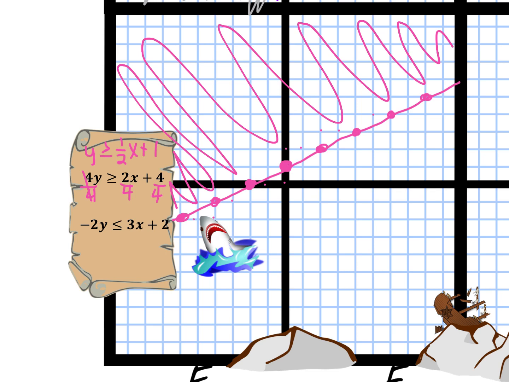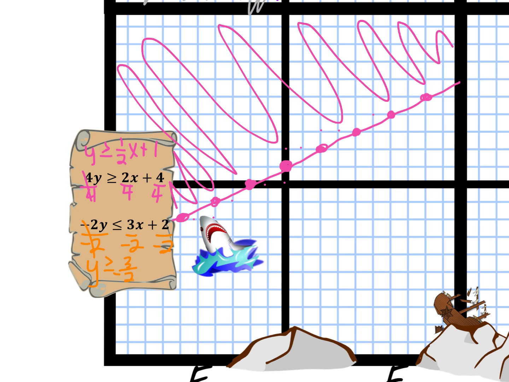All right, let's see. My second one, I will need to also divide by negative 2 to get y by itself. Now look, I'm dividing by a negative. So I need to be very careful and flip my inequality symbol around. And let's see, that would be 3 over negative 2 or negative 3 over 2.